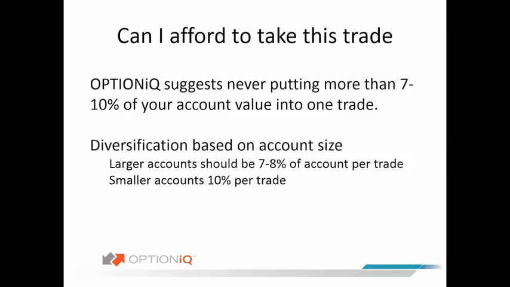You're also going to diversify depending on the size of your account. So if I have a really large account, I'm going to be able to get better diversification. I'm going to be able to do about 7 to 8% of my account in any one trade. If I have a smaller account, I'm going to just have to stick to the 10% per trade. And again, that just has to do with, the more money you have, the more trades you can do, the better diversified you can get. The less money that's in the account, the less diversified you'll be able to get. But you'll still be able to get at least 10 trades on, so your money's spread out 10% per trade. So that's the next thing you're going to ask: can you afford to take that trade?